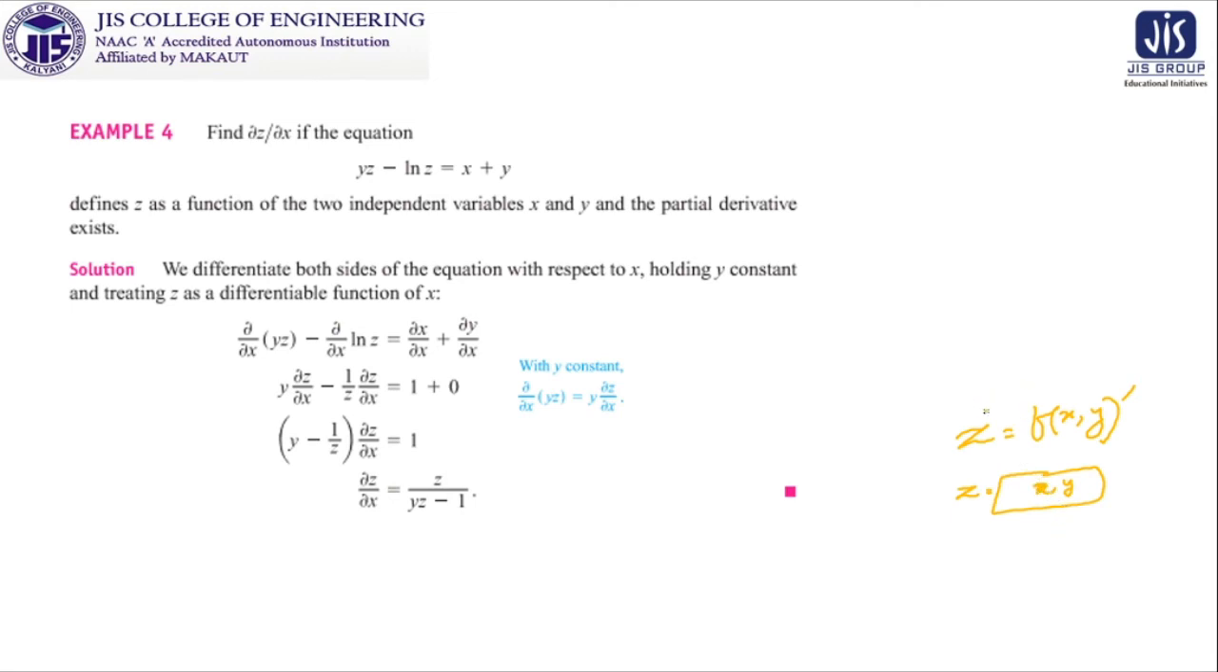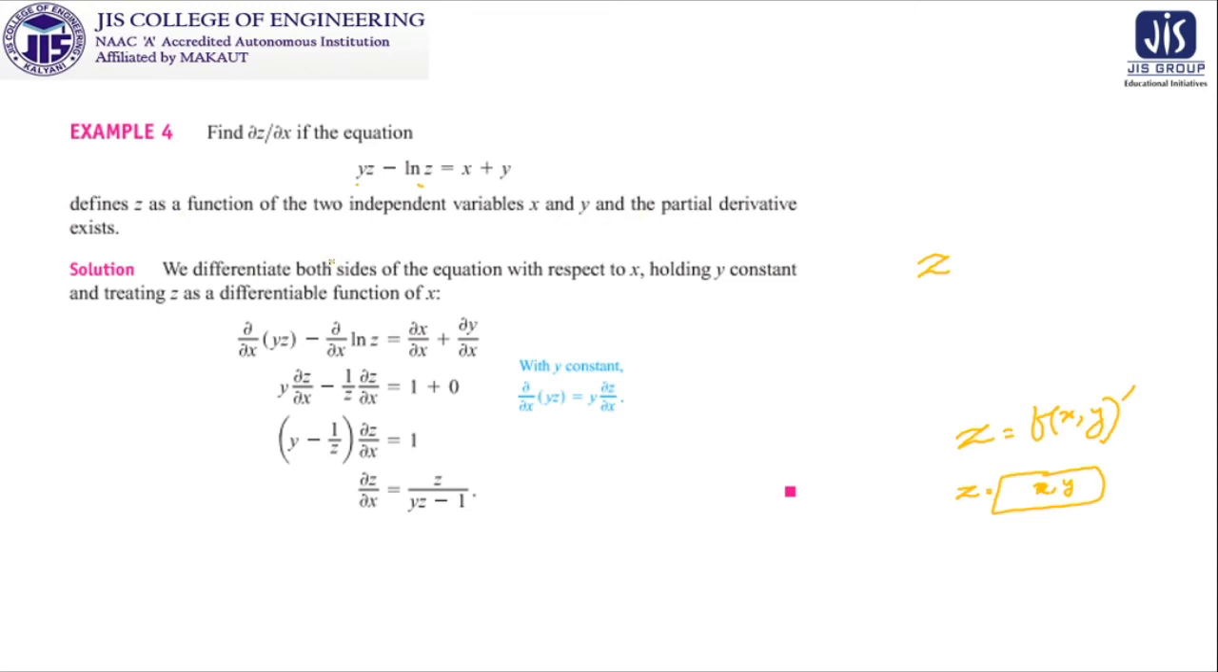But here, look at the problem. The problem is not the explicit expression of z. Instead of that, z is combined with the independent variables. z is having some functional expression like log z is equal to xy. So this defines z as a function of two independent variables, and the partial derivative exists.